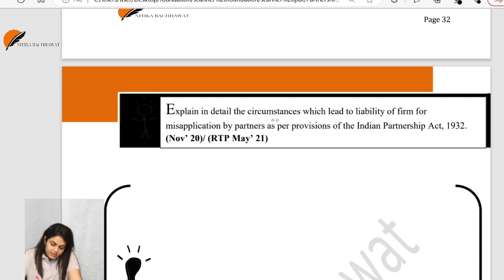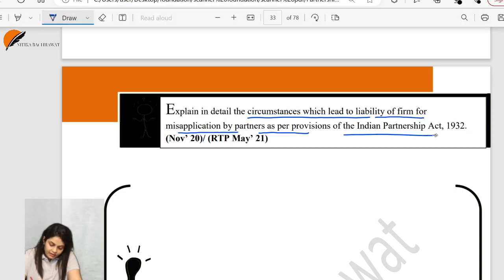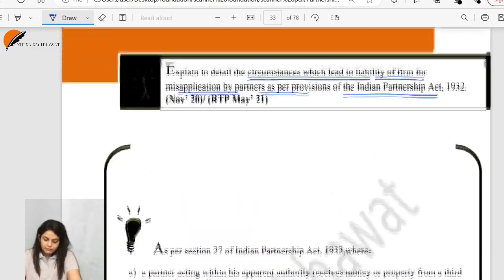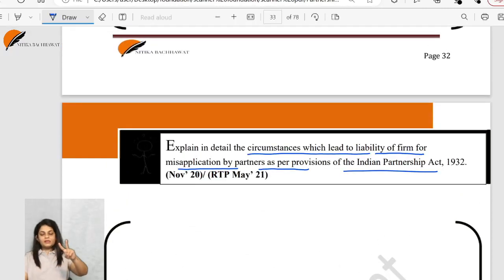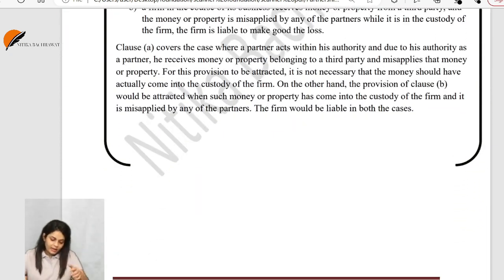Explain in detail the circumstances which lead to liability of the firm for misapplication by partner as per the provisions. Okay. There are two cases here. If a partner acting in the ordinary course of the business receives money from a third party on behalf of the firm and misuses it, or a third party pays money to the firm and a partner misuses it, in both of the cases, who is liable? The firm is liable.